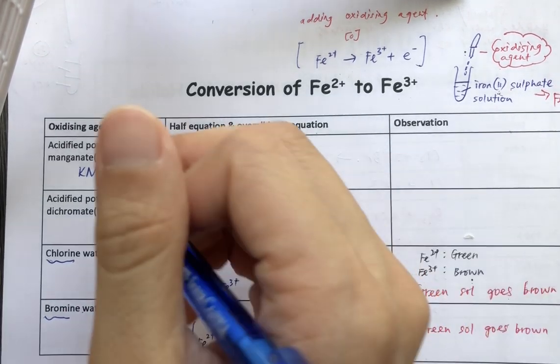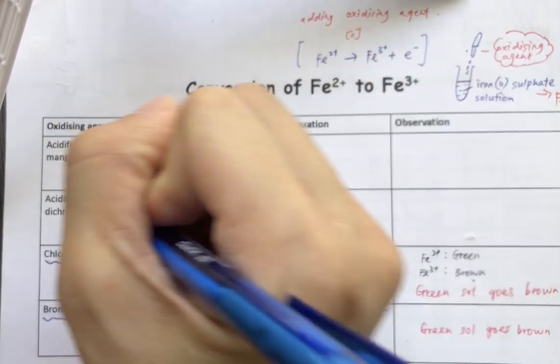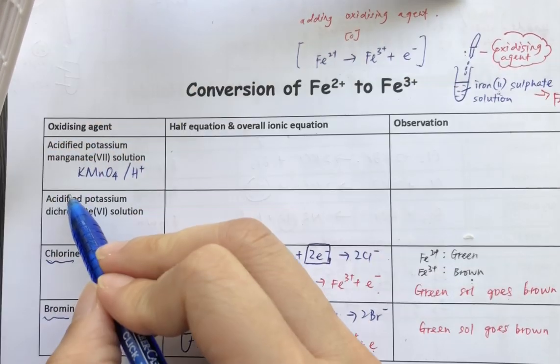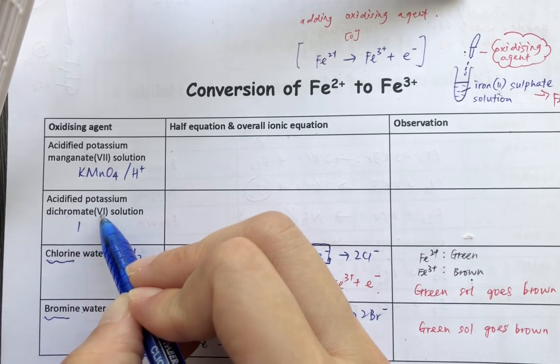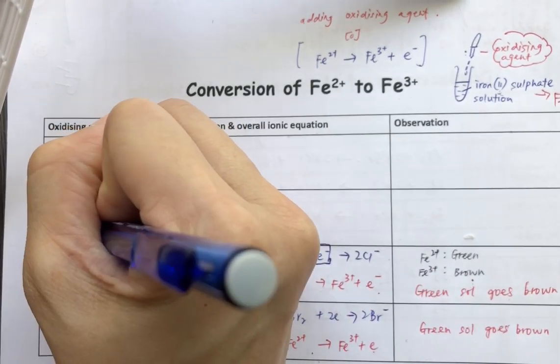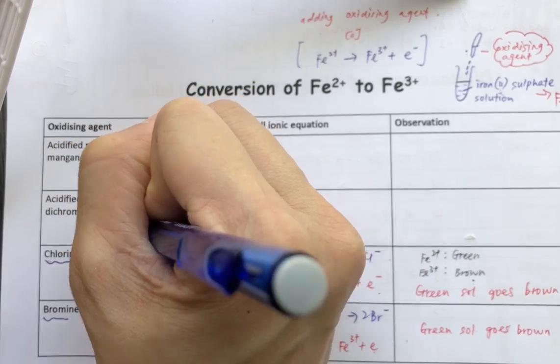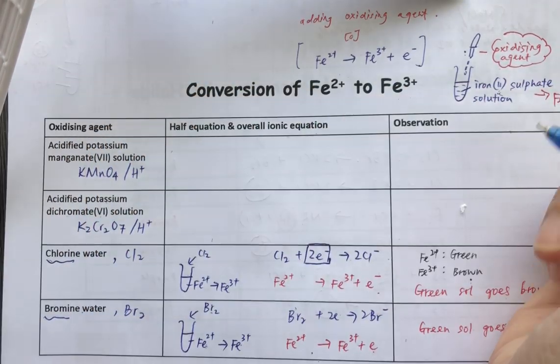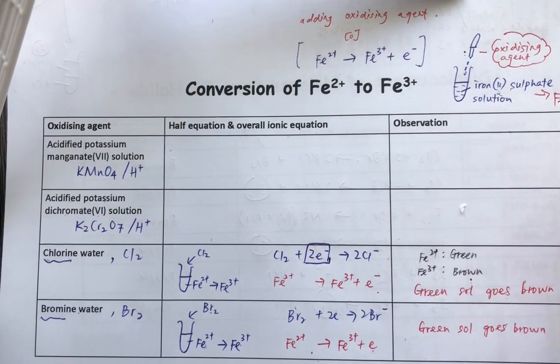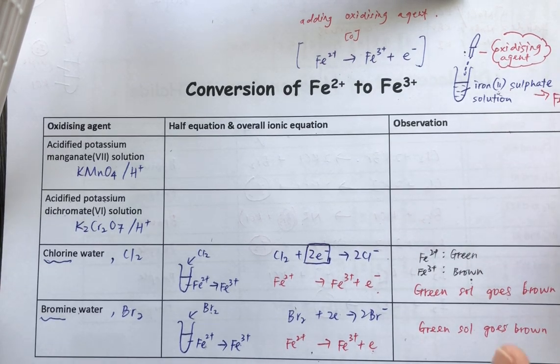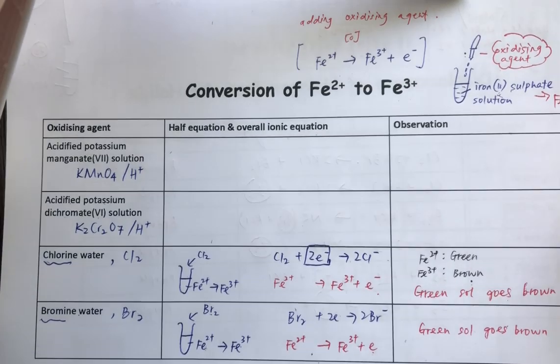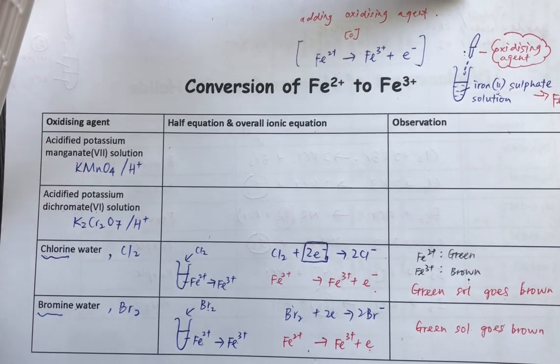And the last oxidizing agent that I can have is acidified potassium dichromate 6 solution. The formula is K2Cr2O7/H+. Again, this oxidizing agent only functions when it is acidified. In normal condition, it doesn't really work as an oxidizing agent.